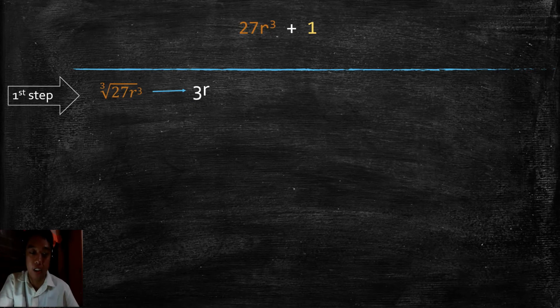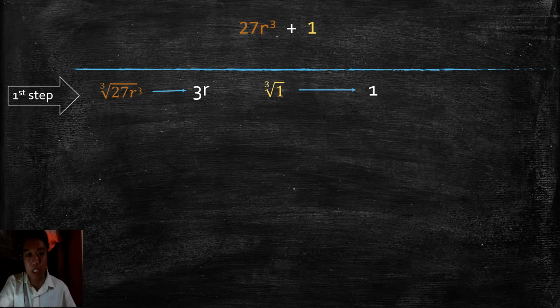Okay, so, we get 3r. Also, ang pinakamadali, kukunin natin ang cube root ng positive 1, we get 1. Kasi, ang 1, kapag multiply mo sa sarili niya dalawang beses, we get 1. That's why, special number kasi yung 1.